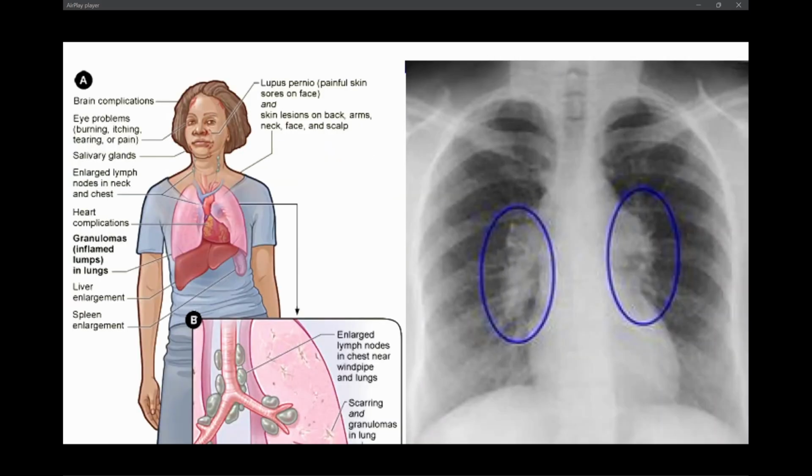So this is your hilar adenopathy. Those are lymph nodes. Hilar adenopathy. That's what you're seeing down here.